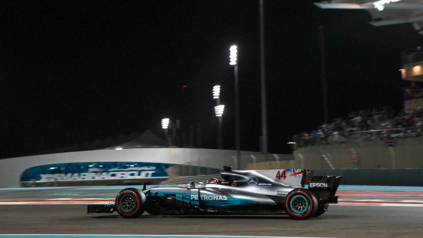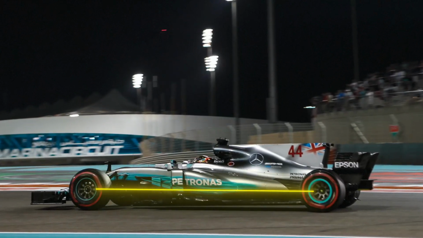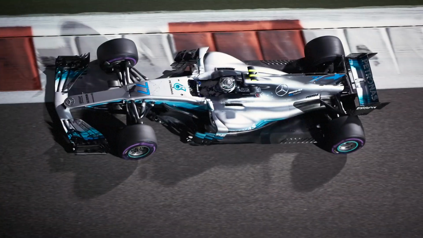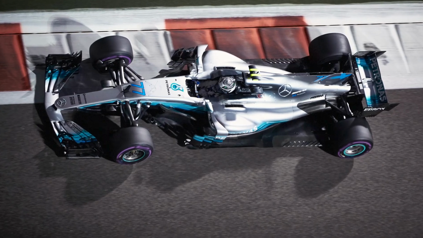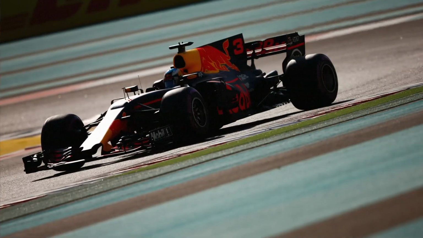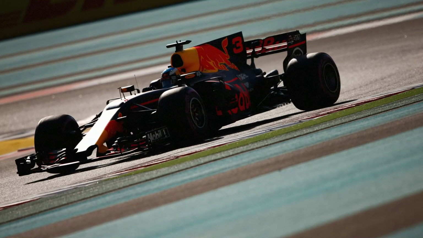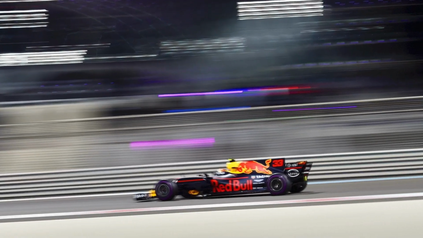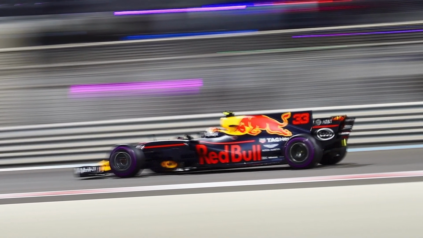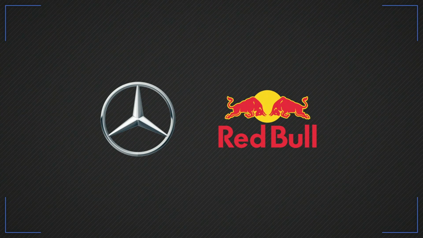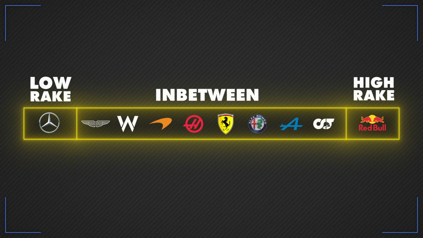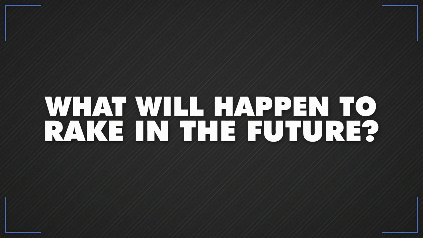Mercedes decided to go for a low rake car, but opted for a longer wheelbase than the Red Bull, giving it more length to play with for its floor and thus more surface area. Red Bull, on the other hand, went for a high rake, shorter wheelbase concept. It could generate more downforce with less floor, but at the expense of efficiency. Those two teams continued to develop on those paths, while the rest of the field fits somewhere in between them on the rake spectrum. So what will happen to rake in the future?